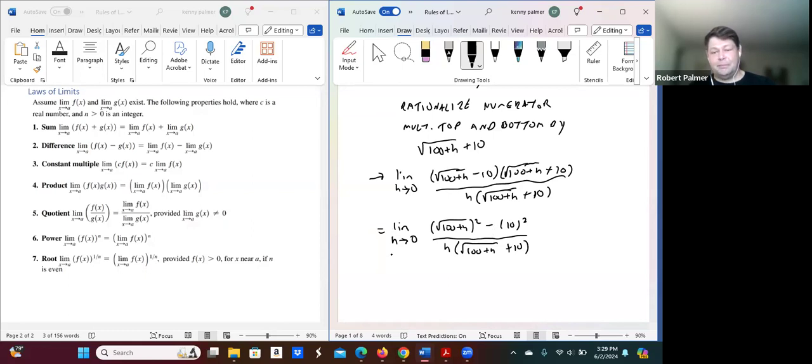Now, remember, if you square something with a square root, the square roots basically cancel out as long as what's under there isn't negative. And so the limit as h goes to 0 is 100 plus h minus, then of course 10 squared is 100, over the same denominator, the square root of 100 plus h plus 10.